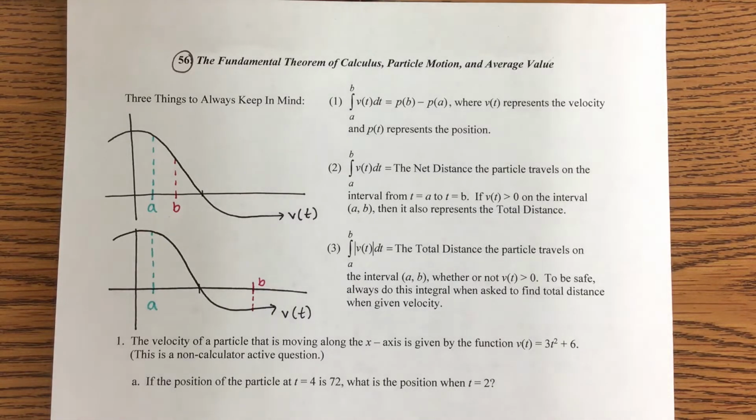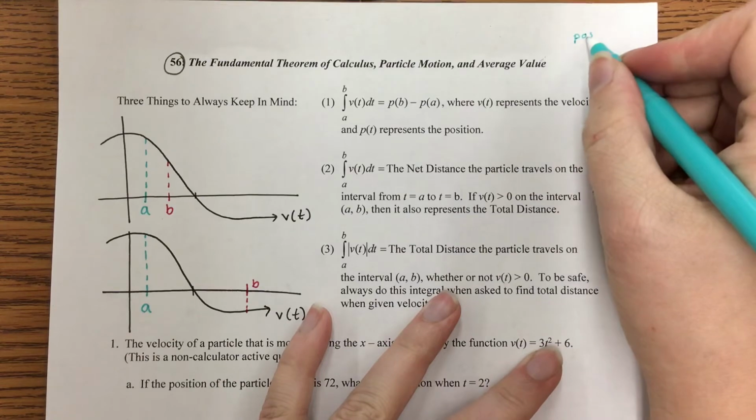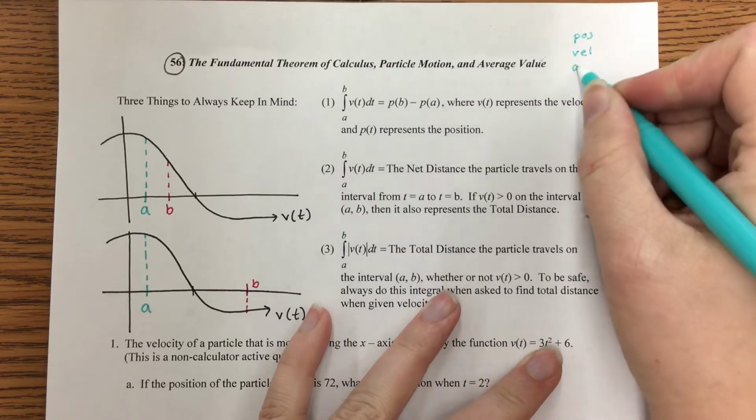Today we are doing the fundamental theorem of calculus and how that relates to particle motion, and we're also touching on average value today. So let's talk about, first off, position, velocity, and acceleration. Now, we always say those things in that order, and I'm going to write them down in that order, just kind of off to the side. So let's put position first, and then velocity, and then acceleration.